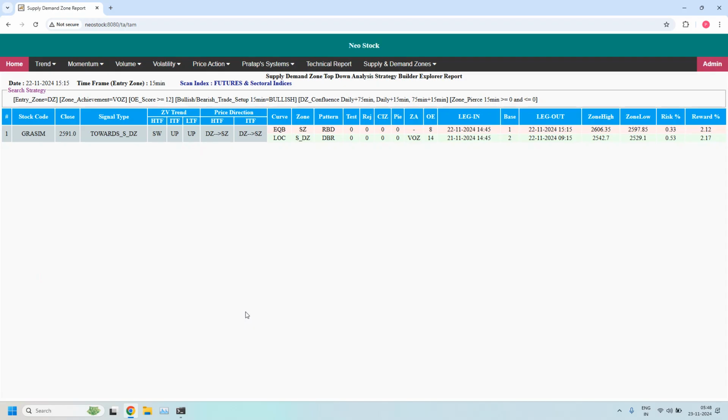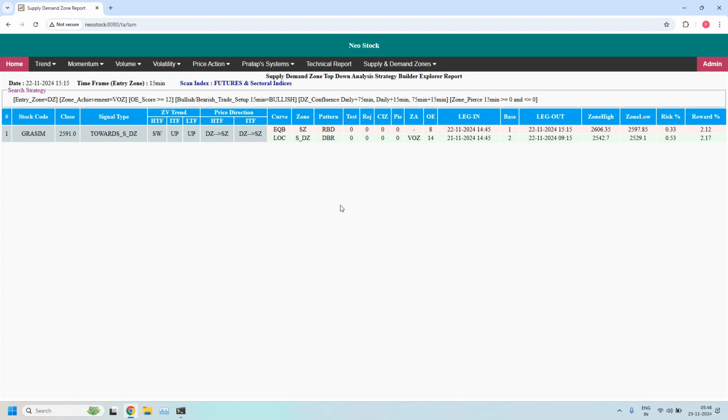In this stock, the 15 minutes demand zone is part of the 75 minutes demand zone, and both together are again part of the daily demand zone. But the daily trend is sideways, so no need to look for daily EMA confluence. But it is a high liquidity demand zone, the 15 minutes demand zone.